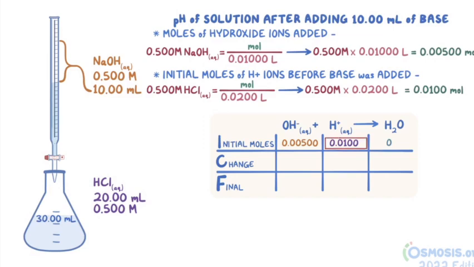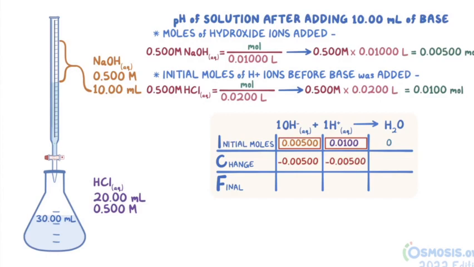Now, we want to fill out the C row of our ICF table. Since we have many more moles of acid already present in our flask than the amount of base that gets added, we know that all of the hydroxide ions that get added will be neutralized. So, the change in hydroxide ions is equal to minus 0.00500 moles. All of the ions get consumed. Looking at the balanced equation, we can see that there is a 1-to-1 mole ratio between hydroxide ions and H+ ions. So, if we lose 0.00500 moles of hydroxide, we also lose 0.00500 moles of H+ ions. So, we put minus 0.00500 in the C row for H+ ions.